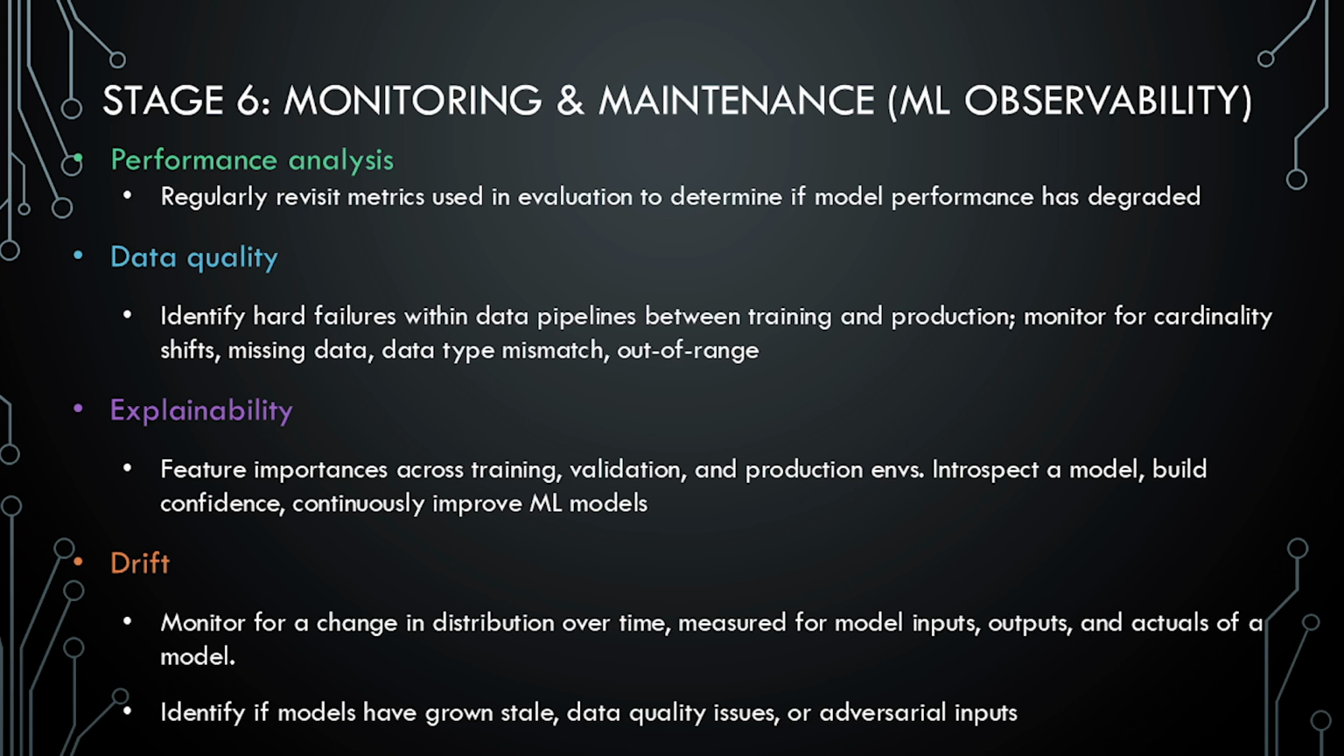Then we have explainability. Explainability refers to the techniques and metrics that can be used to understand our model and our model's decisions. Metrics like feature importances across training and validation runs help us to introspect on our model and build confidence in our model's decisions. They also help us continuously improve our model. When it comes to monitoring drift, we want to make sure that we're monitoring for a change in distributions over time. We can measure our model inputs and outputs and the actuals of the decisions of a model. That is going to help us understand if our model has grown stale or if there are any data quality issues or any kind of adversarial inputs to our model as well.